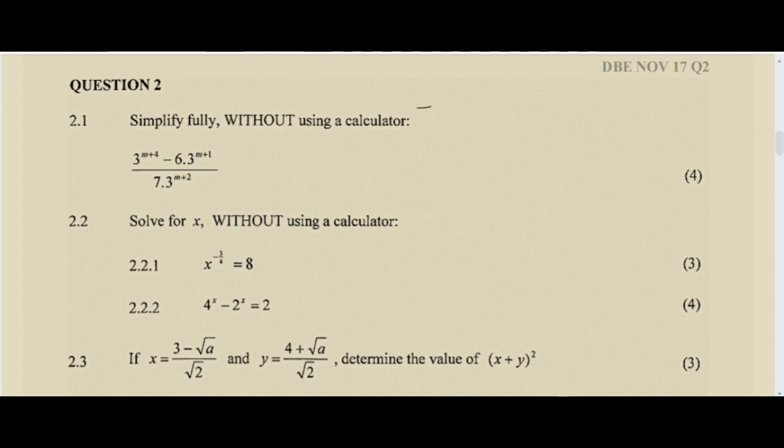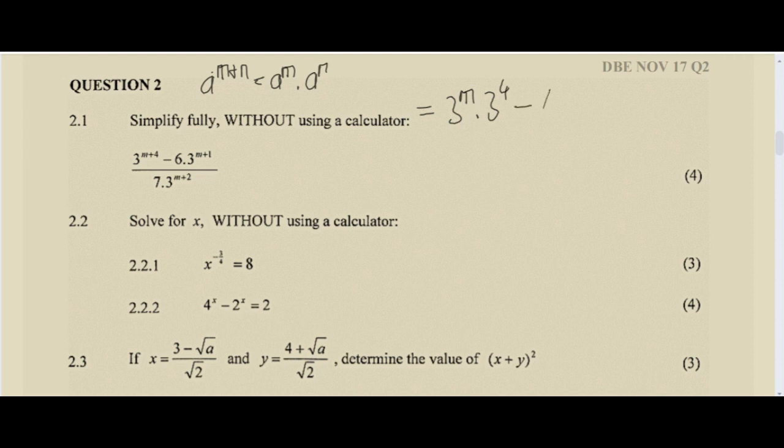We have 3 to the exponent of m plus 4, minus 6 times 3 to the exponent of m plus 1, over 7 times 3 to the exponent of m plus 2. Now, if we apply the law that says a to the exponent of m plus n can be expressed as a to the exponent of m times a to the exponent of n, from your laws of exponents, then we can write this here as 3 to the exponent of m and then 3 to the exponent of 4. So what we are doing here is expressing this base to each exponent.